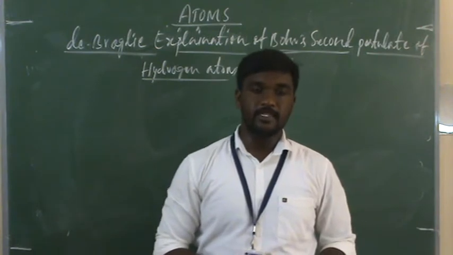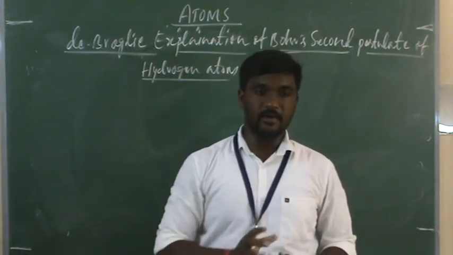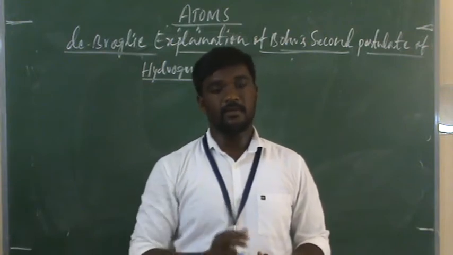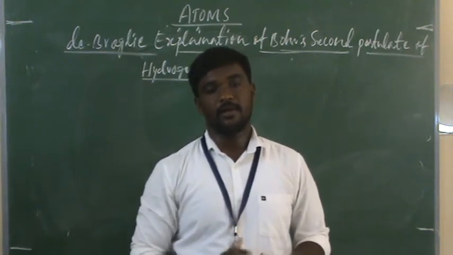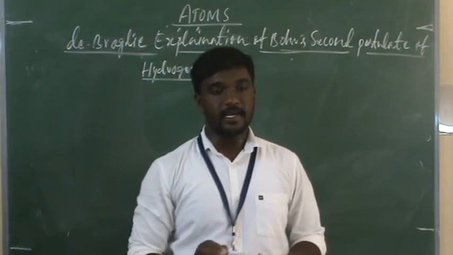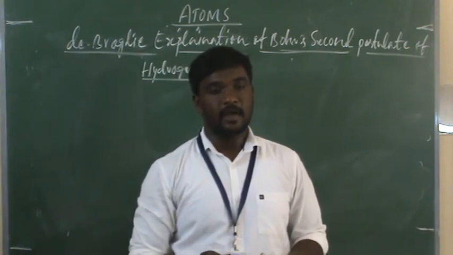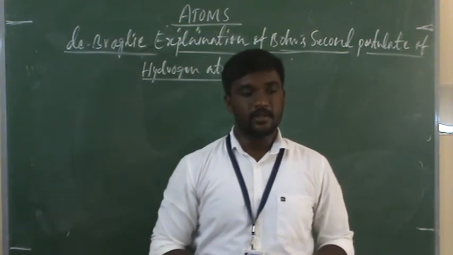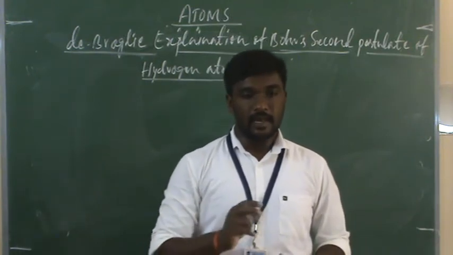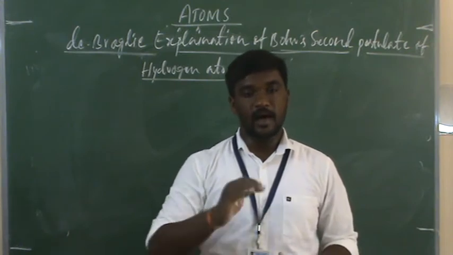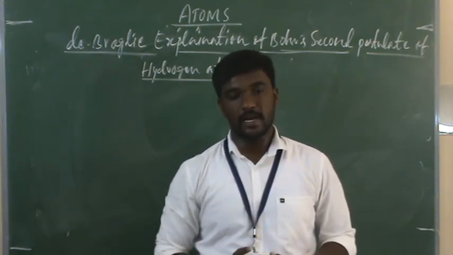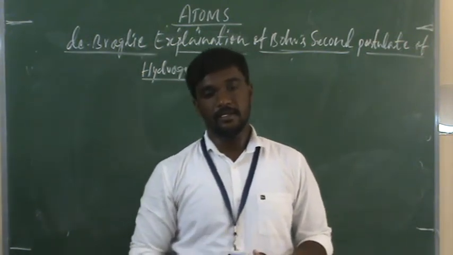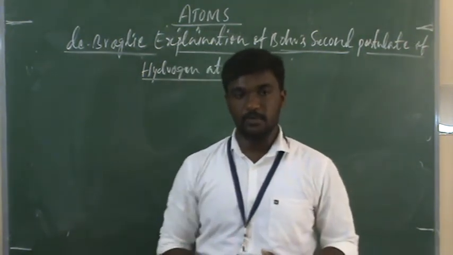The second postulate: for an electron revolving around the nucleus, the angular momentum of the electron is an integral multiple of h by 2 pi, that is nh by 2 pi. The third postulate: when the electron makes a transition from a higher energy level to a lower energy level, the energy emitted is E equals E2 minus E1. Those are Bohr's three postulates.